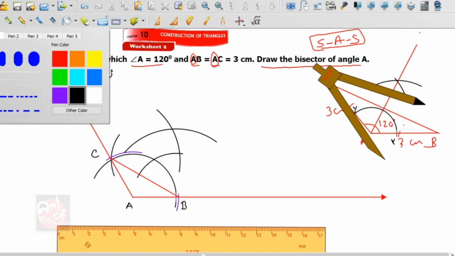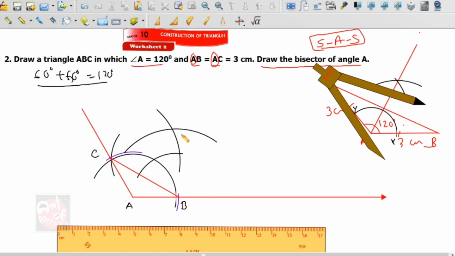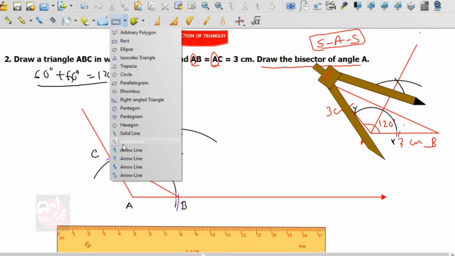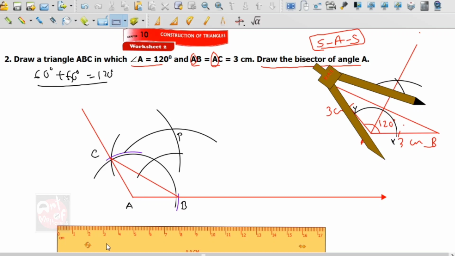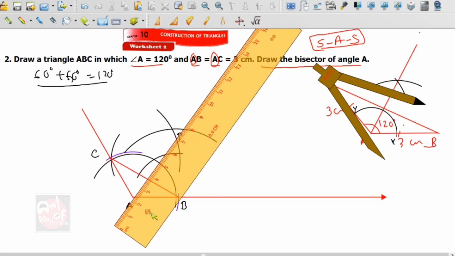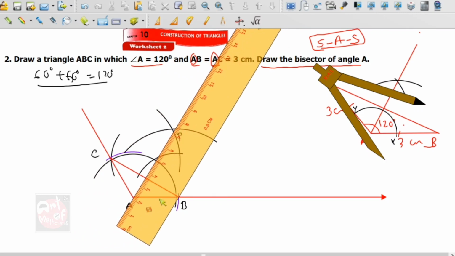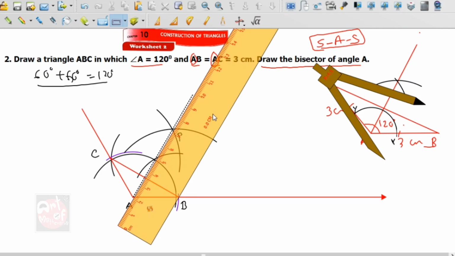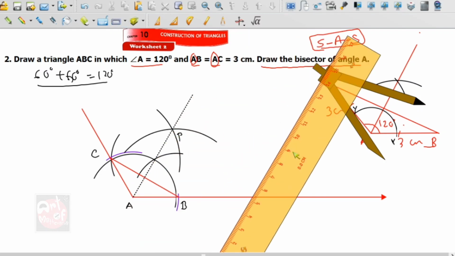So let me write this P. Okay, this is P. Suppose P point. Join A and P. You will get the angle bisector. So use the scale. Here it is. Put it properly. Don't be in a hurry. I think now okay. Now we are going to draw the angle bisector. I am taking a dotted line. Okay, you can draw just a simple line. Can you see that? This is the angle bisector AP.